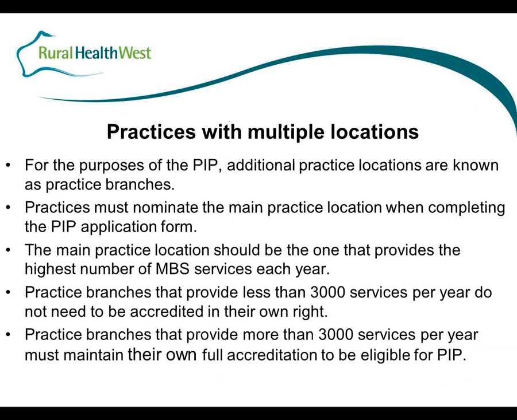For the purposes of the PIP, additional practice locations are known as practice branches. Practices must nominate the main practice location when completing the PIP application form. The main practice location should be the one that provides the highest number of Medicare benefits services each year. Practice branches that provide less than 3,000 services per year do not need to be accredited in their own right. So practices that provide more than 3,000 services per year must maintain full accreditation to be eligible for PIP.